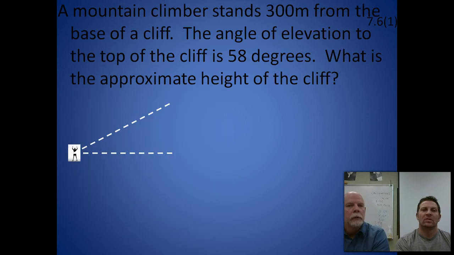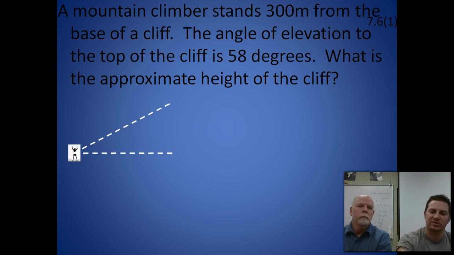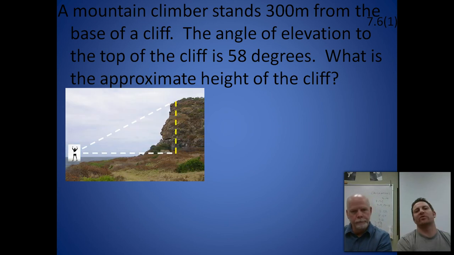All right, one last example here: a mountain climber stands 300 meters from the base of a cliff. The angle of elevation to the top of the cliff is 58 degrees. What is the approximate height of the cliff? Now we're sitting at the bottom of a cliff looking up, so this is going to be the angle of elevation. It's from where you're standing to the base of what you're looking at and then up from there. So that 58 is going to go from basically where his head is up to the top of the cliff.